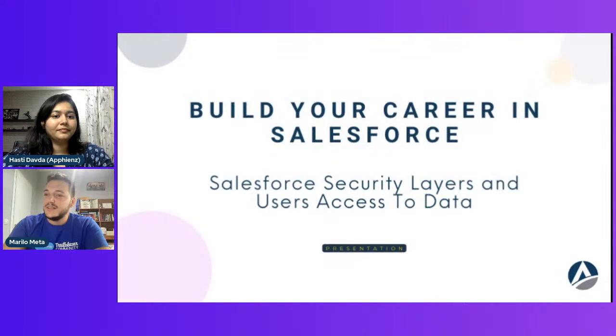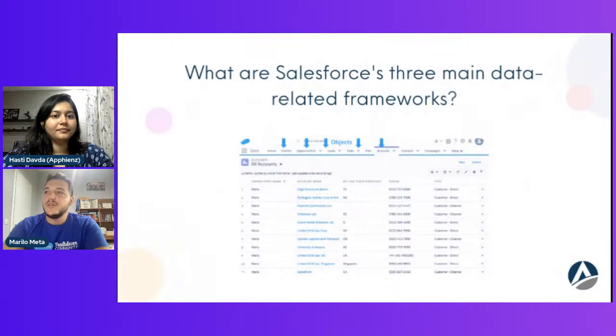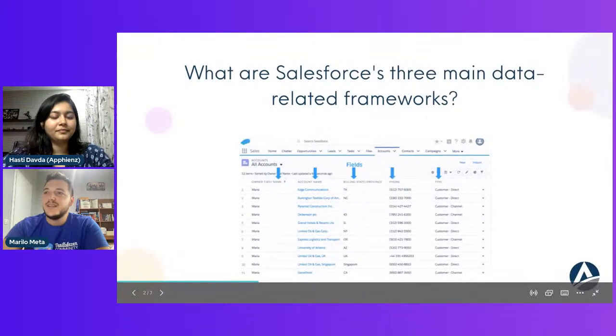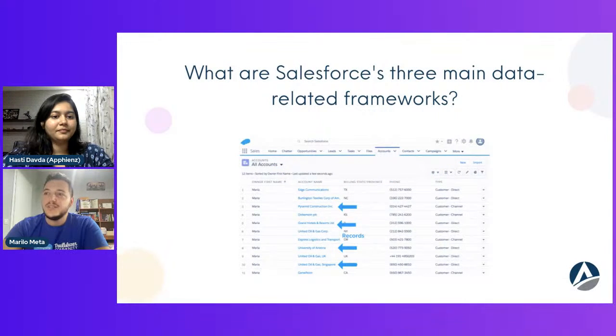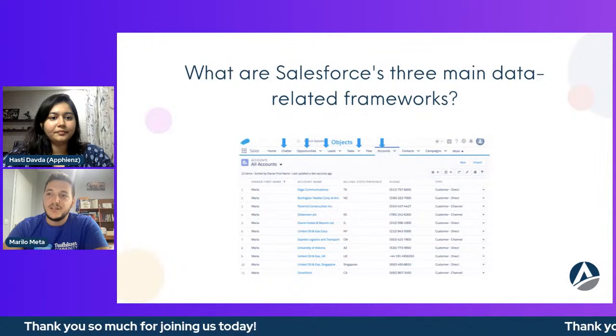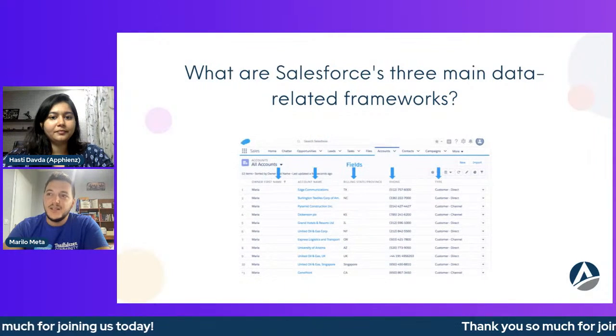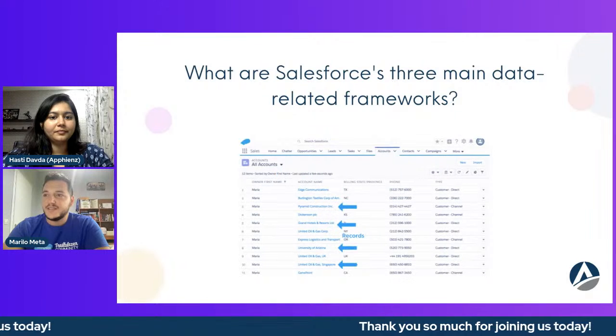Okay, going to the next slide. What are the Salesforce three main data-related frameworks? As you see, this is the organization platform. This is called the org, the production. In this case, you will have a production, which is the organization you are going to work for, or you will have a sandbox or a playground. Let's say which are a production organization but are not live. They are used for testing.